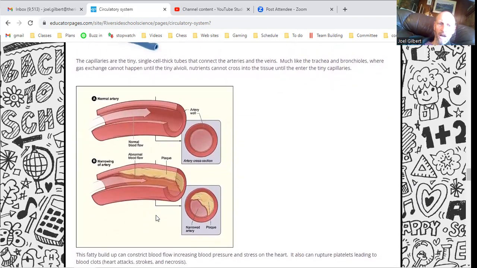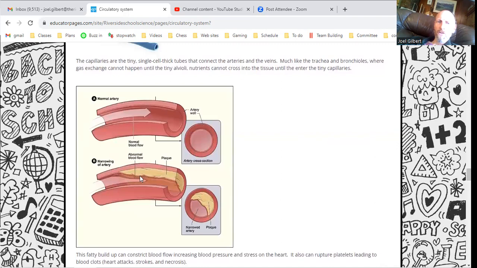Arteriosclerosis is when you have fatty deposits, cholesterol, lining your arteries. It can be very bad because here blood flows easy. Here, not only is it constricted so that the blood can't go through so easily, which is bad in its own right, it's going to bring up your blood pressure and stuff.